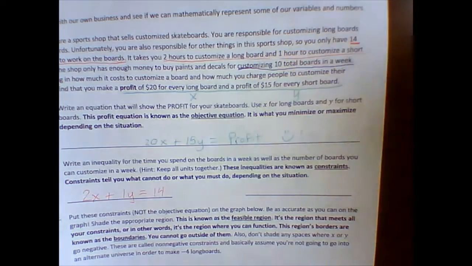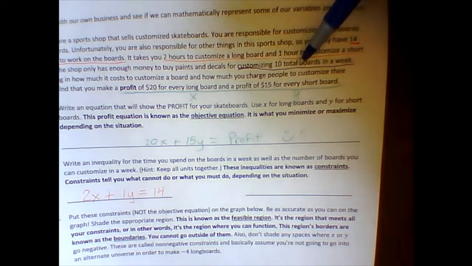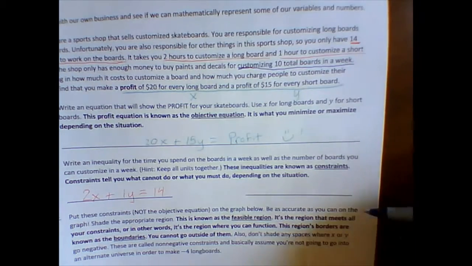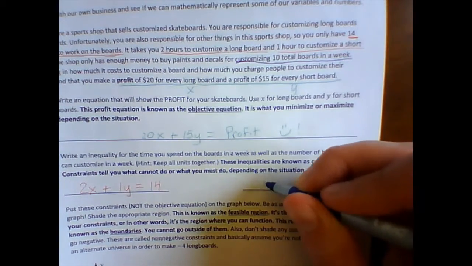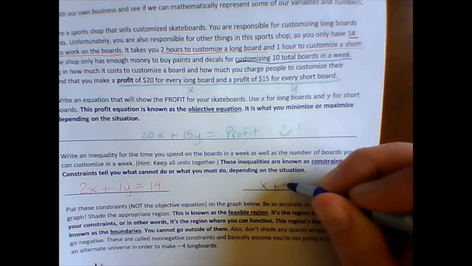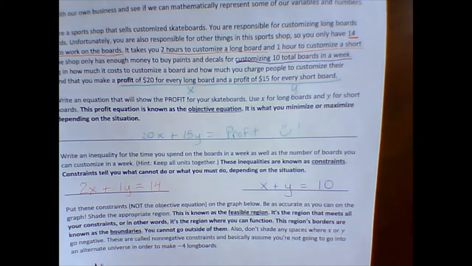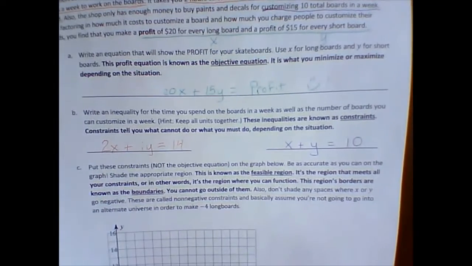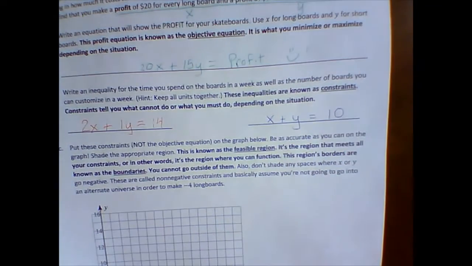So we have 10 boards we can make in a week. This is kind of a strange one, but all the X's and Y's can only add up to 10. They can't go past 10. 10 is our max. So X plus Y, that's all the long boards and all the short boards, has to be 10. So those are the constraints. Those are the limits on our business.